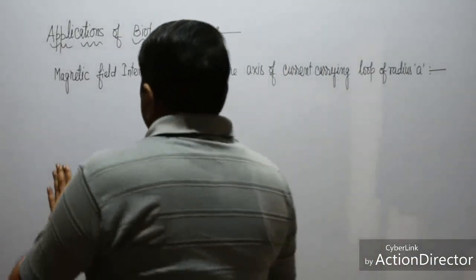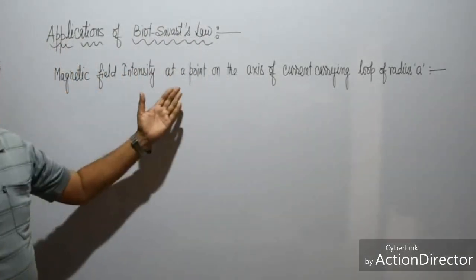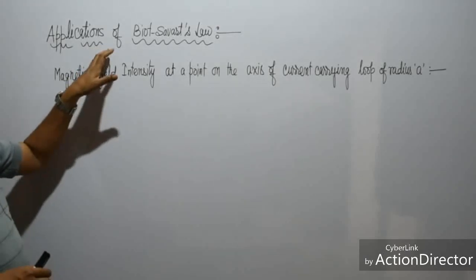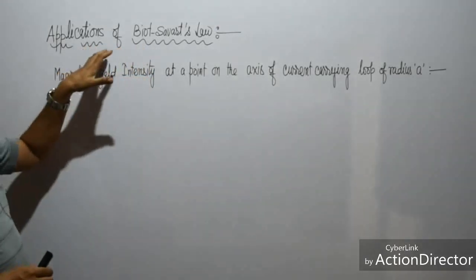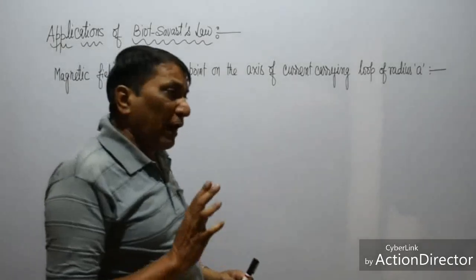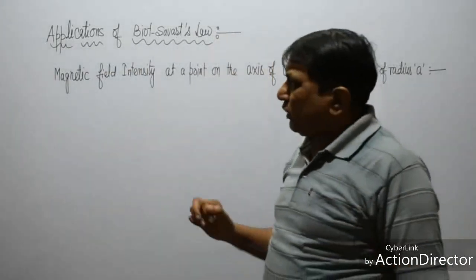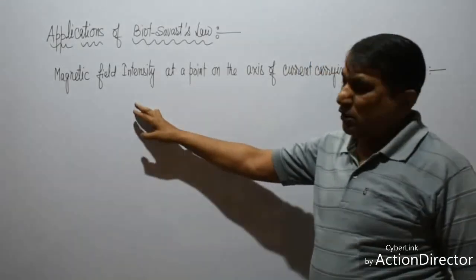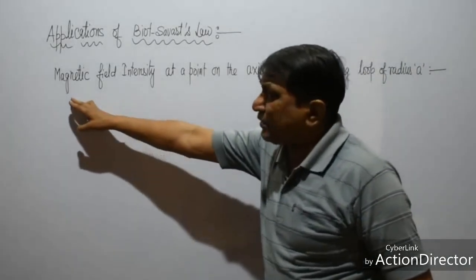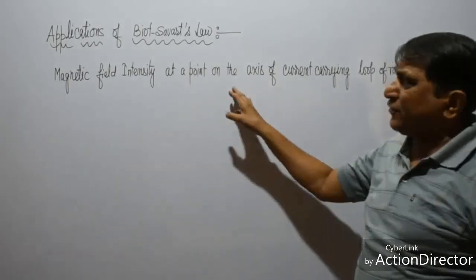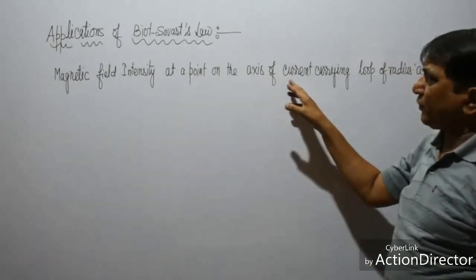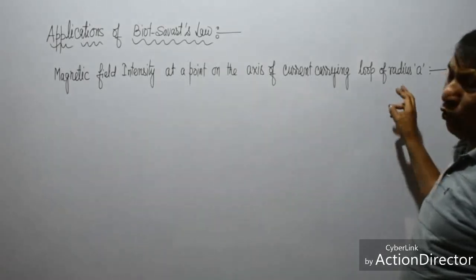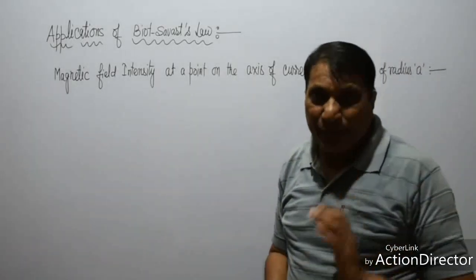Now moving to the next derivation, we are going through the topic applications of Biot Savart's law. So in this regard, the next derivation is as follows: magnetic field intensity at a point on the axis of a current carrying loop of radius a.